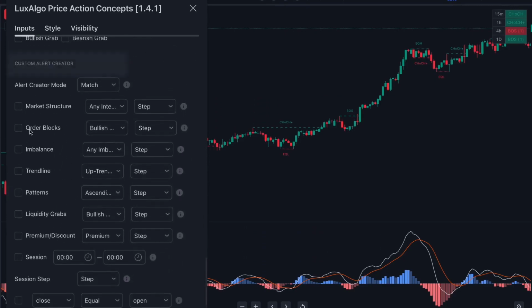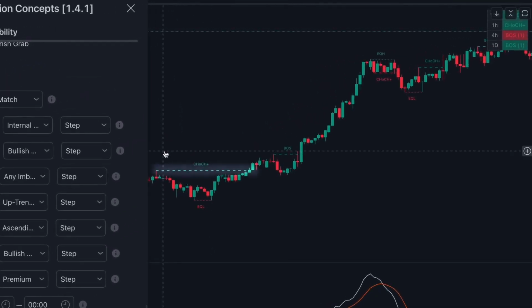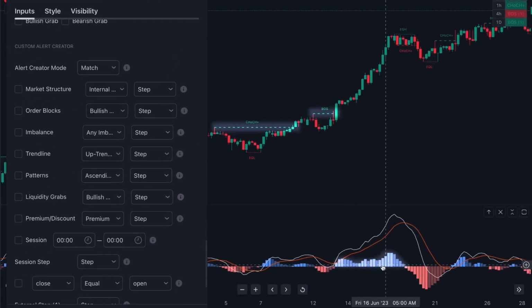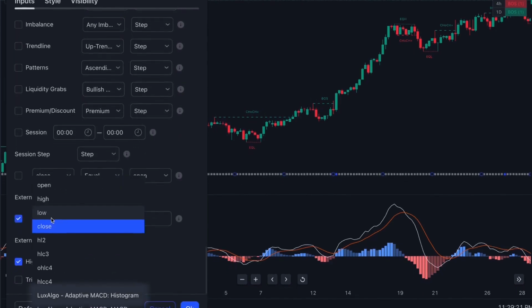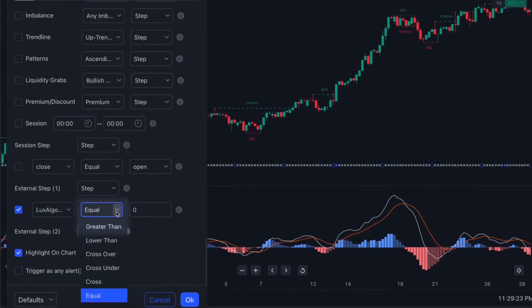The Custom Alert Creator will allow us to create alerts based on a specified set of criteria. For this alert, we want to get an alert when the market structure has shifted bullish and then there is a bullish break of structure and the adaptive MACD histogram is greater than 0, meaning the MACD is bullish. So I can set market structure to internal bullish, and then we can go down to external step and we can set this to the adaptive MACD histogram and set this to be greater than 0.